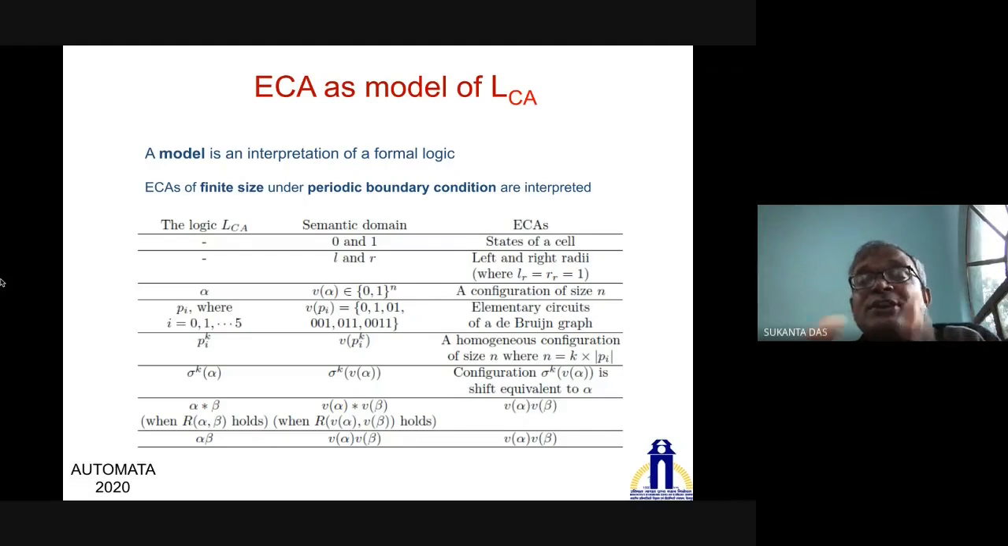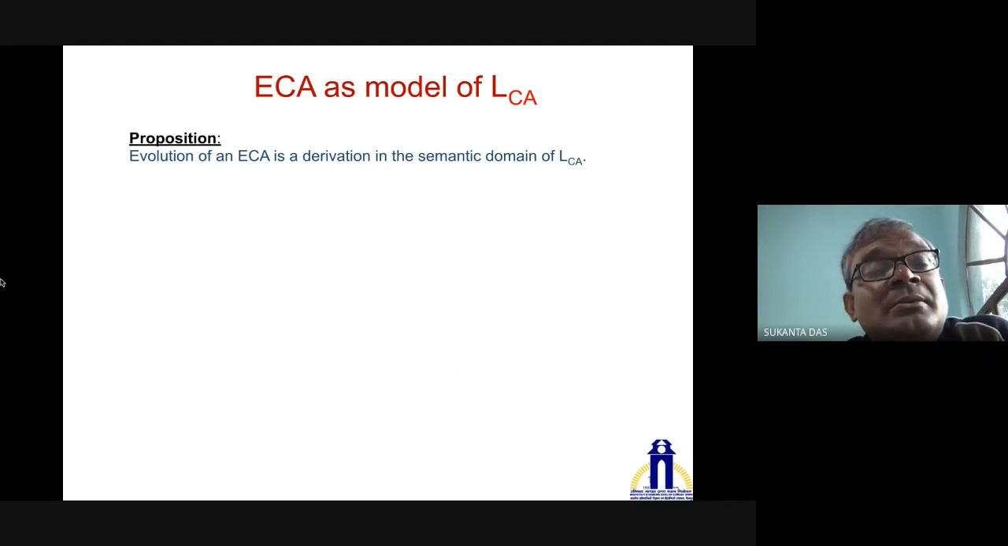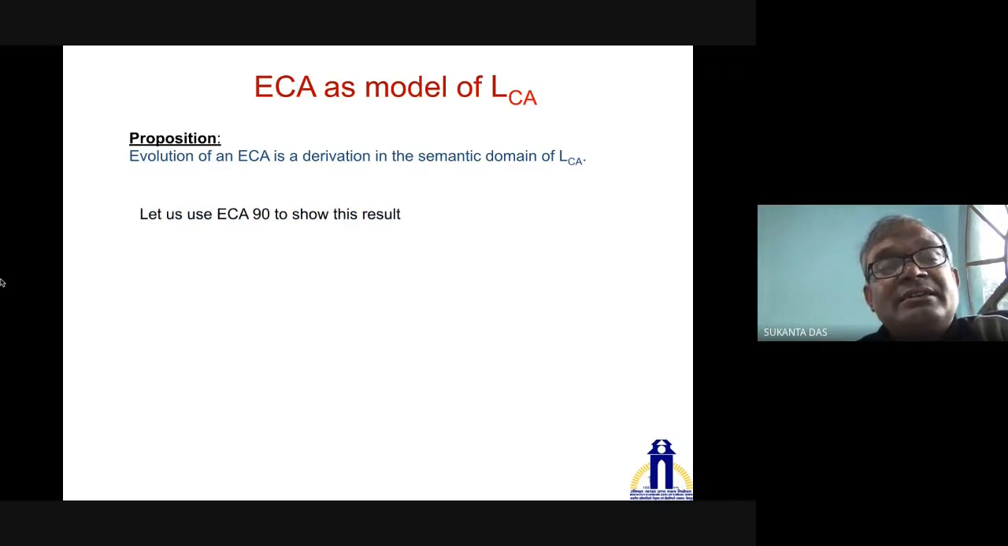So if we interpret in this fashion, we can easily see that the evolution of ECA is nothing but a derivation in our logic. This is our proposition, and the most important finding of this work. So the evolution of an ECA is a derivation in the semantic domain of LCA. Okay, so again, the proof is simple. I shall not go into the proof.